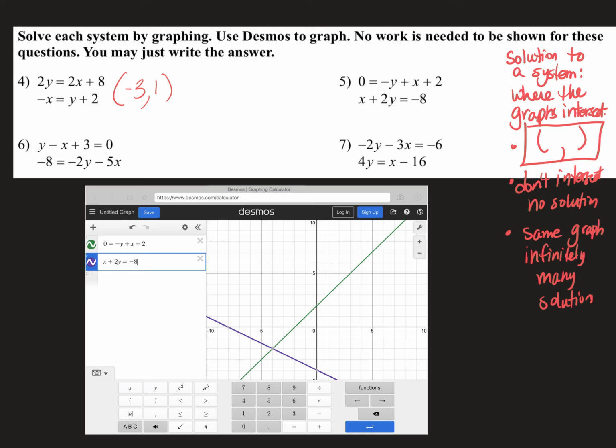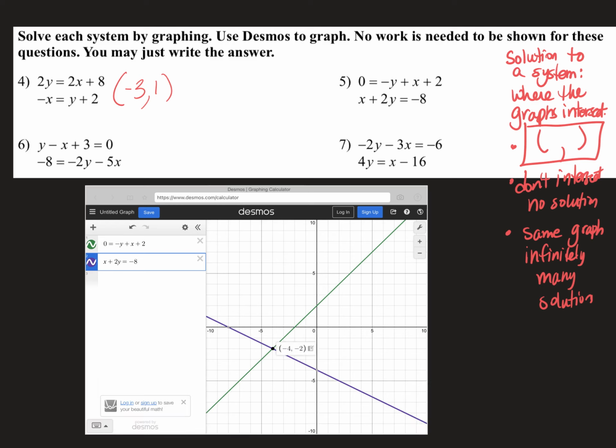So those two lines, the green and the purple, intersect there. It looks like -4, -2. That's the solution to number 5, -4, -2.